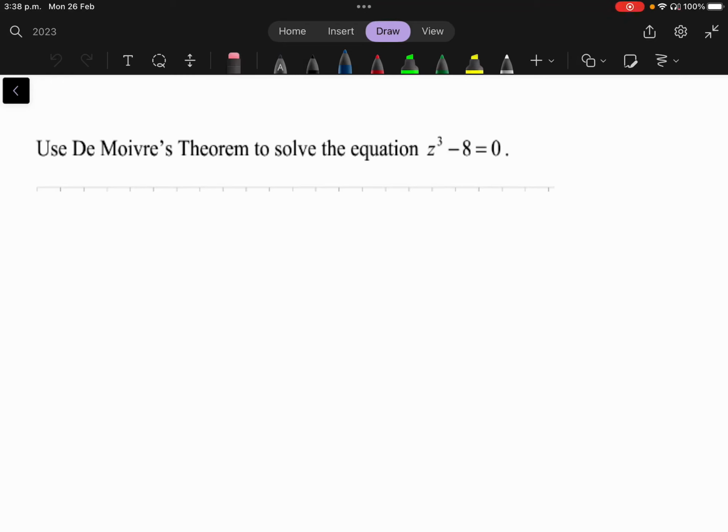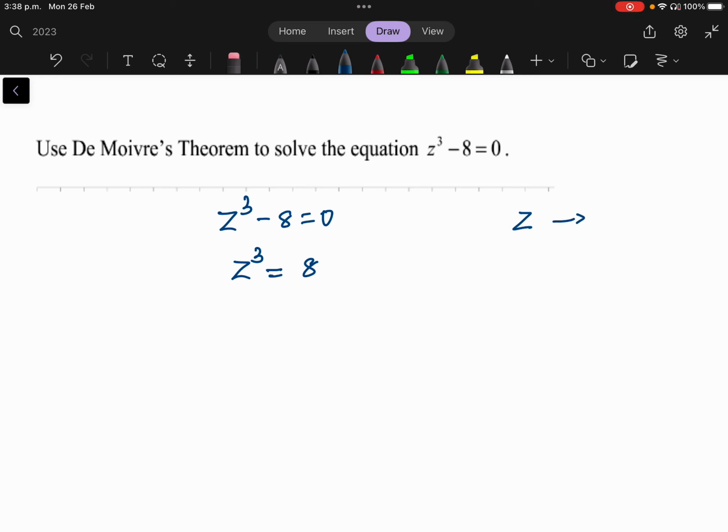Let's learn how we can handle this problem. Use De Moivre's theorem to solve the equation z cubed minus 8 is equal to 0. So what we have is z cubed minus 8 is equal to 0, which I can immediately write as z cubed is equal to 8. So whenever you see z, you need to remember that it is a complex number.